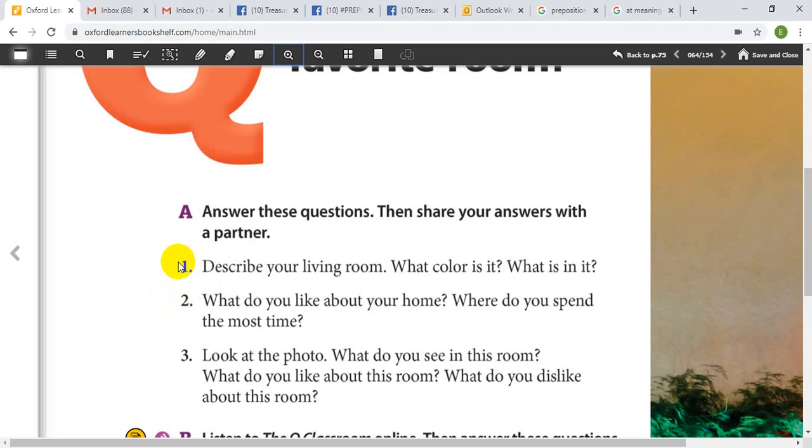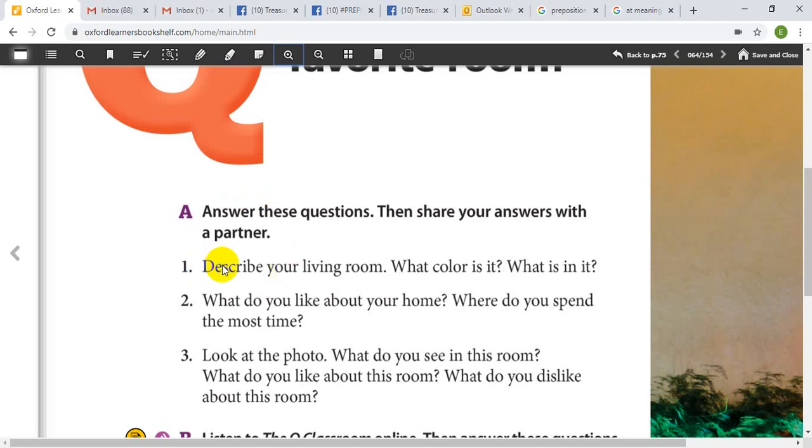Okay, so question number one is describe your living room. What color is it? What is in it? So by describing, remember, in unit 1 we learn to describe personalities, we learn to describe ourselves, we learn to describe our friend or relative. But now here you're going to learn to describe your living room, your bedroom, your kitchen, your house. Basically, you're going to learn to describe that.